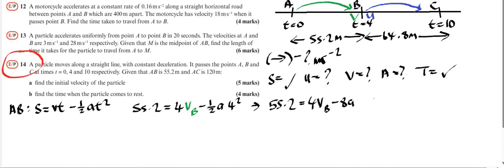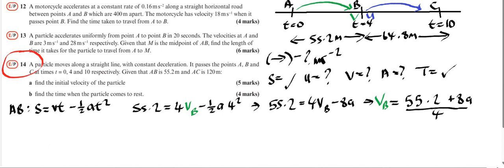Now I want to put this in terms of VB. Remember we're doing elimination, just like a simultaneous equation. VB is going to be equal to 55.2 plus 8a, all divided by 4, because 4VB.